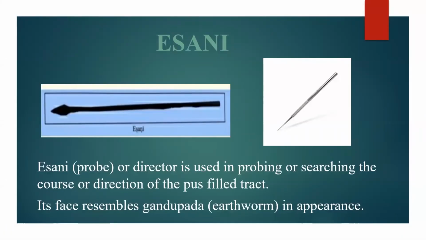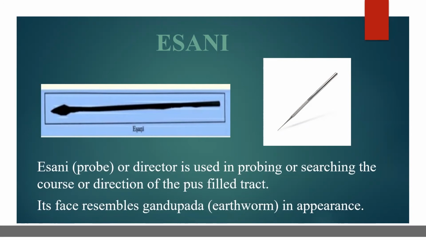Eshani or probe is used in probing or searching the course, track or direction of a pus-filled tract. Its face resembles Gandupad, or earthworm, in appearance.